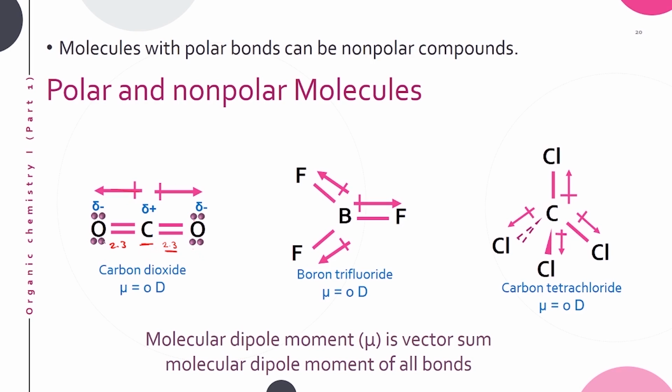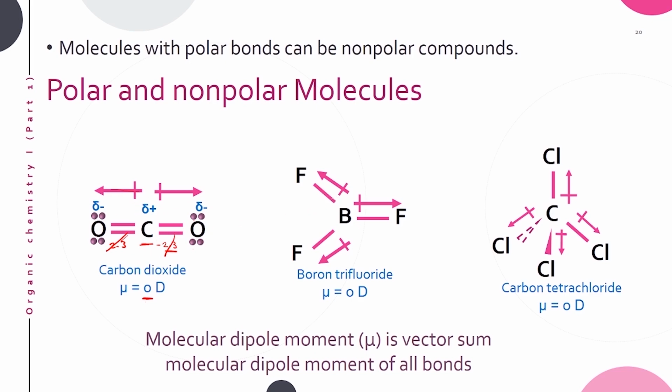Remember, the direction of the arrow is towards the more electronegative atom. So, the net dipole moment, the molecular dipole of the carbon dioxide, is equal to 0. The bond dipole pointing to the right, 2.3, cancels the bond dipole pointing to the left, which is 2.3 Debye as well. Although carbon dioxide has polar bonds, carbon dioxide is a non-polar compound.